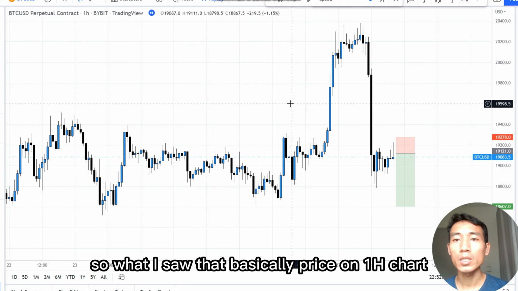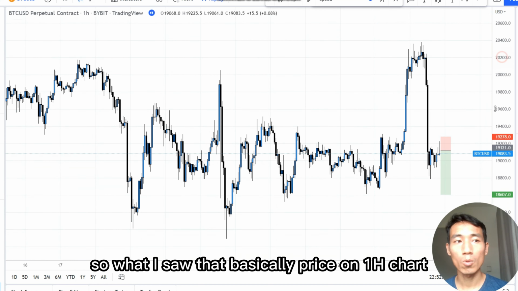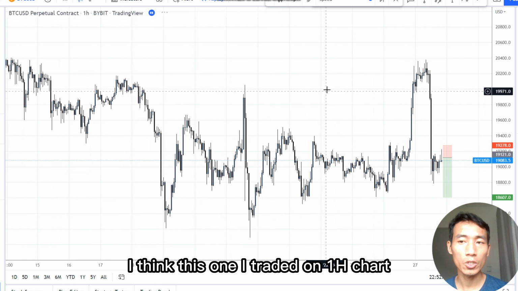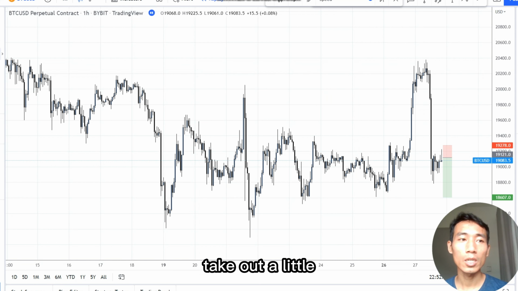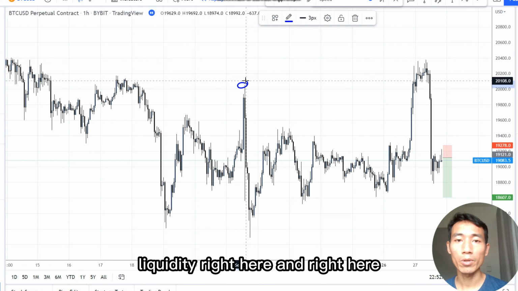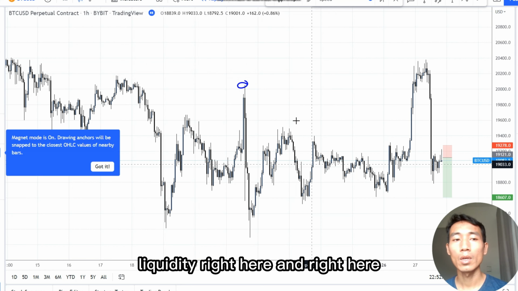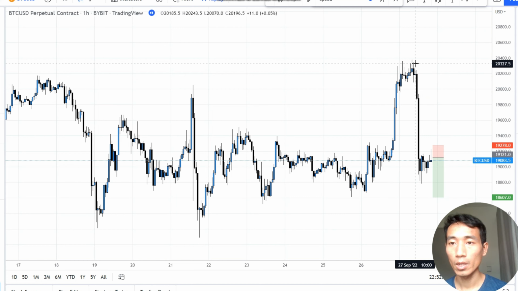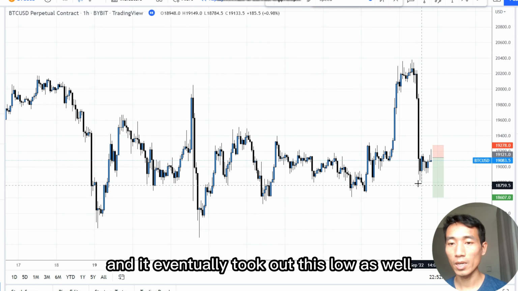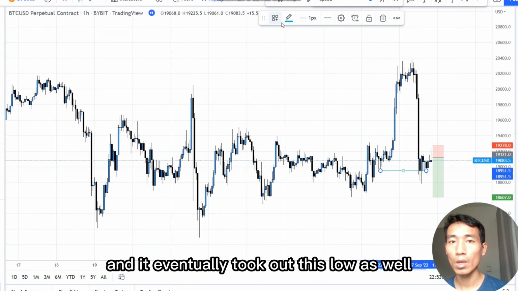So what I saw is that basically price on 1 hour chart. I think this one I trade on 1 hour chart. Price just shot up, took out a little liquidity right here and right here. So eventually where it's gonna go next, it's displacement, and it eventually took out this low as well.